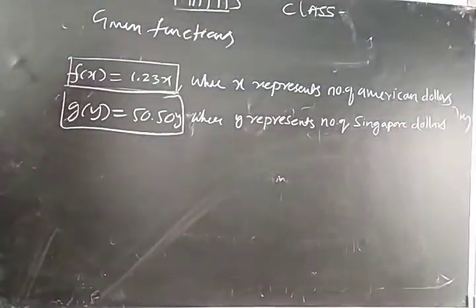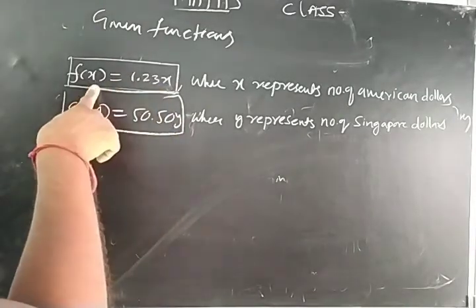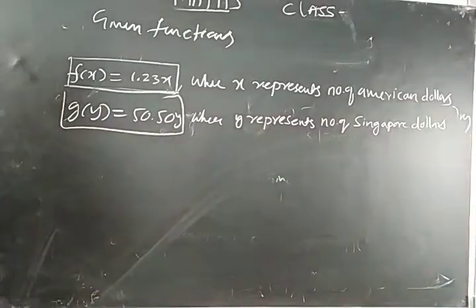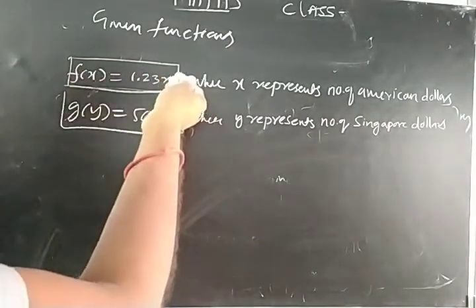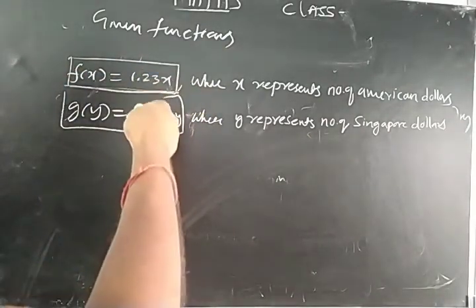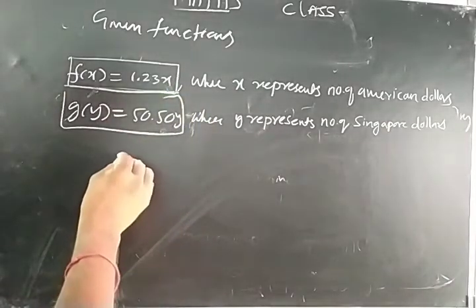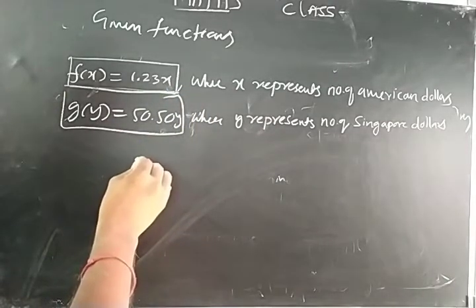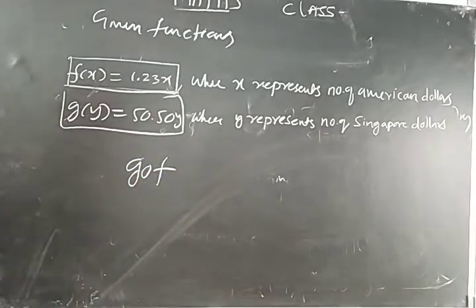But we need a new function which can convert American dollars to Indian rupees. This function converts American dollars to Singapore dollars, and this function converts Singapore dollars to Indian rupees. So first we need American dollars. We have to convert American dollars to Singapore dollars, then Singapore dollars to Indian rupees. So I am taking the function g circle f, using composition of mappings.